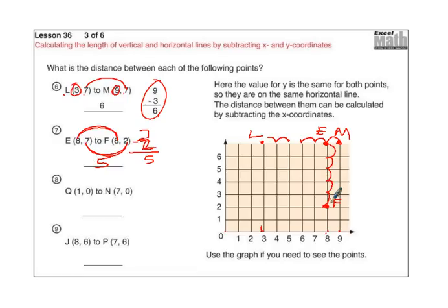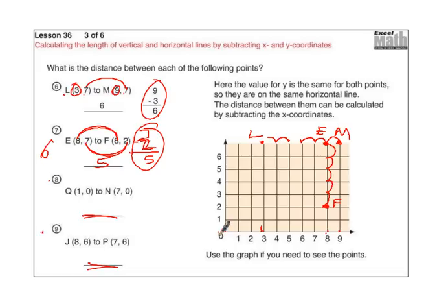Okay, go ahead and I want you to plot the points on the graph for numbers 8 and 9 and then find the distance between them by showing subtraction. Put your answers on the answer blanks just like we did on number 7 and pause the video, turn it back on when you're ready to see the solution.